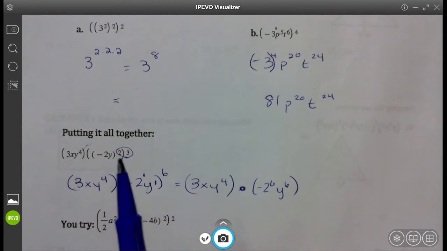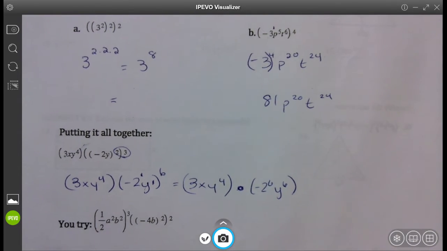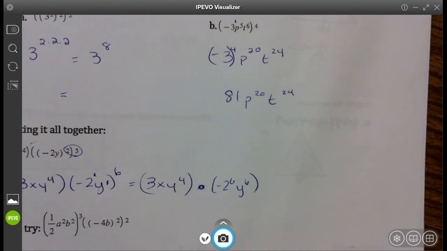By the power raised to the power, it's to the 6 now. And then we can just multiply across. But first, we have to bring in that 6 again, so make sure everything has an exponent. 2 to the first to the 6 is negative 2 to the 6, and y to the first to the 6 is y to the 6.